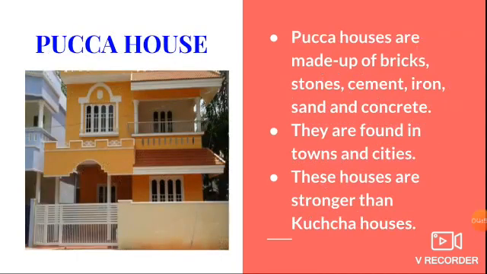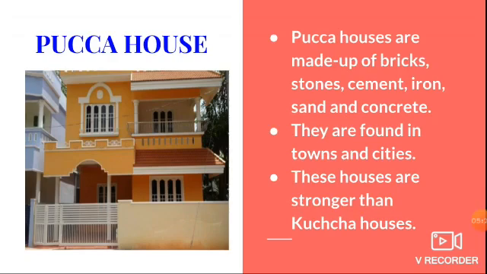The next one is the pakka house. Pakka houses are made up of bricks, stones, cement, iron, sand, and concrete. They are found in towns and cities. These houses are stronger than kacha houses.